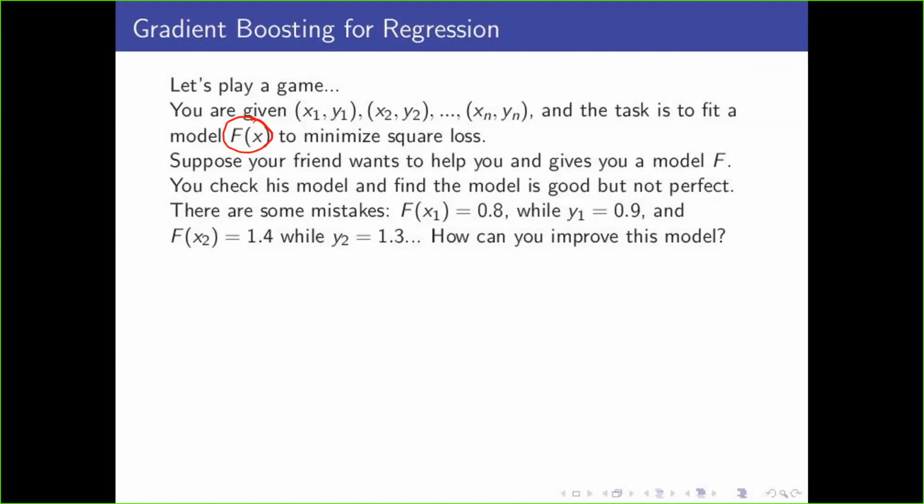So in a sense there are some mistakes. If the actual value is 0.9, your friend's model predicts 0.8. If the actual value is 1.3, your friend's model predicts 1.4. It's a good prediction, but not the perfect prediction, right? So there are some deviations between the actual and the predicted values. Now the question is, how can you improve this model?